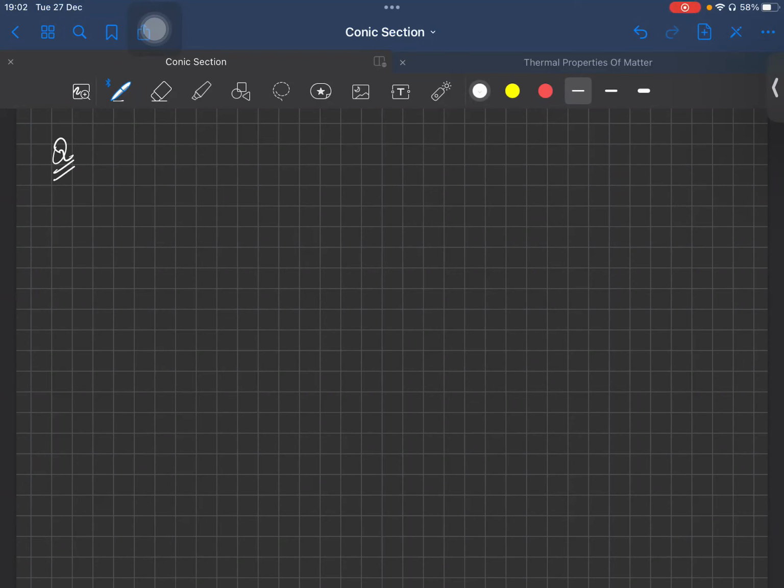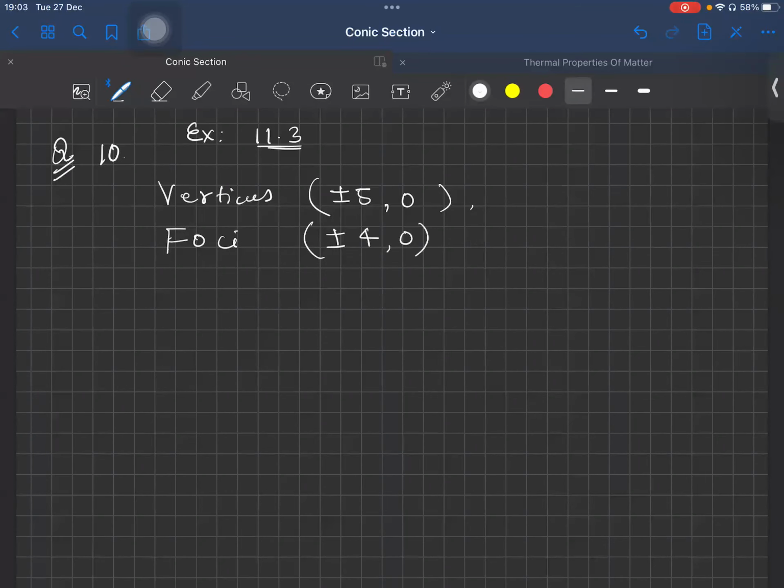Okay, solve question number 10, Exercise 11.3. So vertices are given, that is plus or minus 5 comma 0, and you are given the foci, plus or minus 4 comma 0. Now you find the equation of the ellipse. Find the equation of the ellipse. Find it.